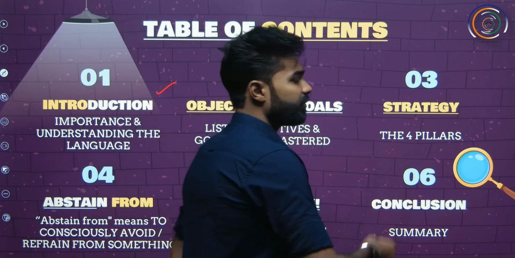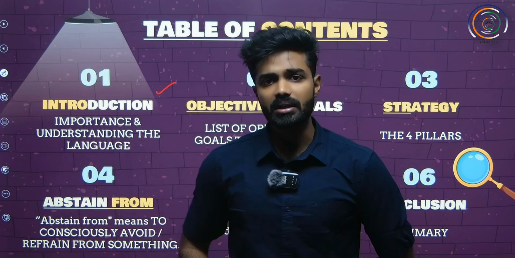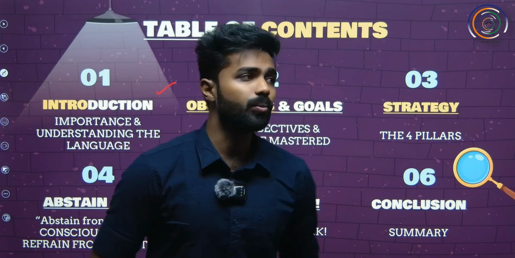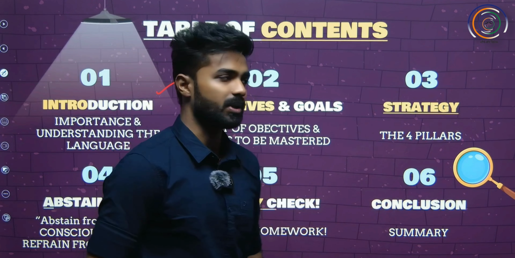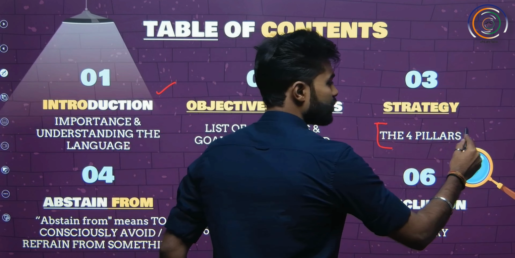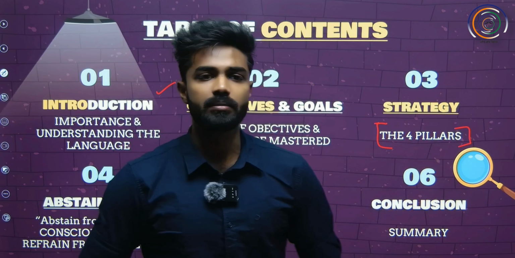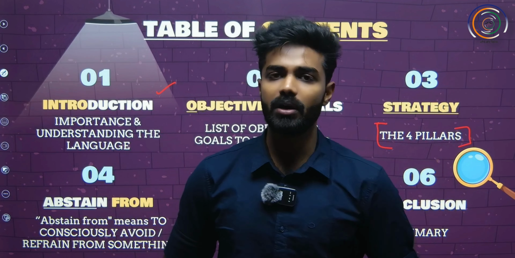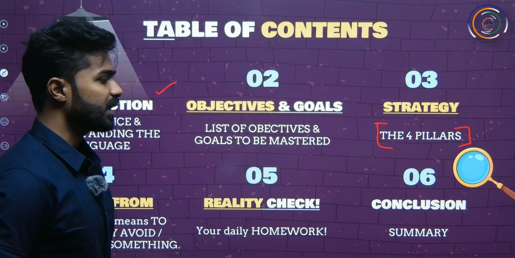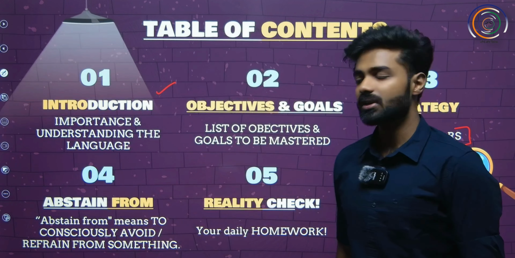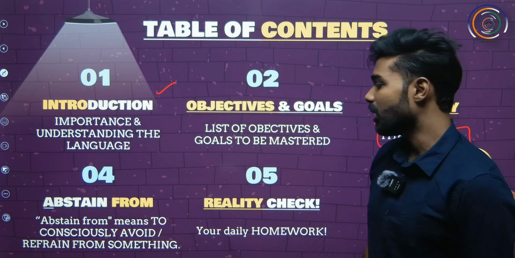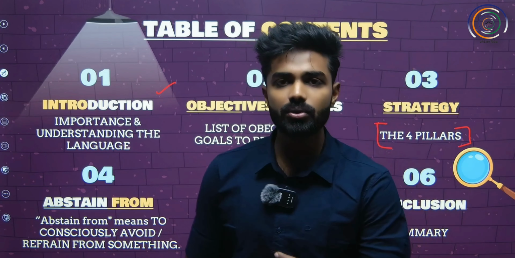And then, sir, fine, I have knowledge about English as a subject and a language, and I know what should be mastered and how to master it. Today we'll be discussing the strategy as well. The 4-pillar concept is what I believe in, in the path of communication. I'll be discussing that as well for you guys. And also abstain from. What is the meaning of abstain from? It means to consciously avoid or refrain from something. You shouldn't do something.